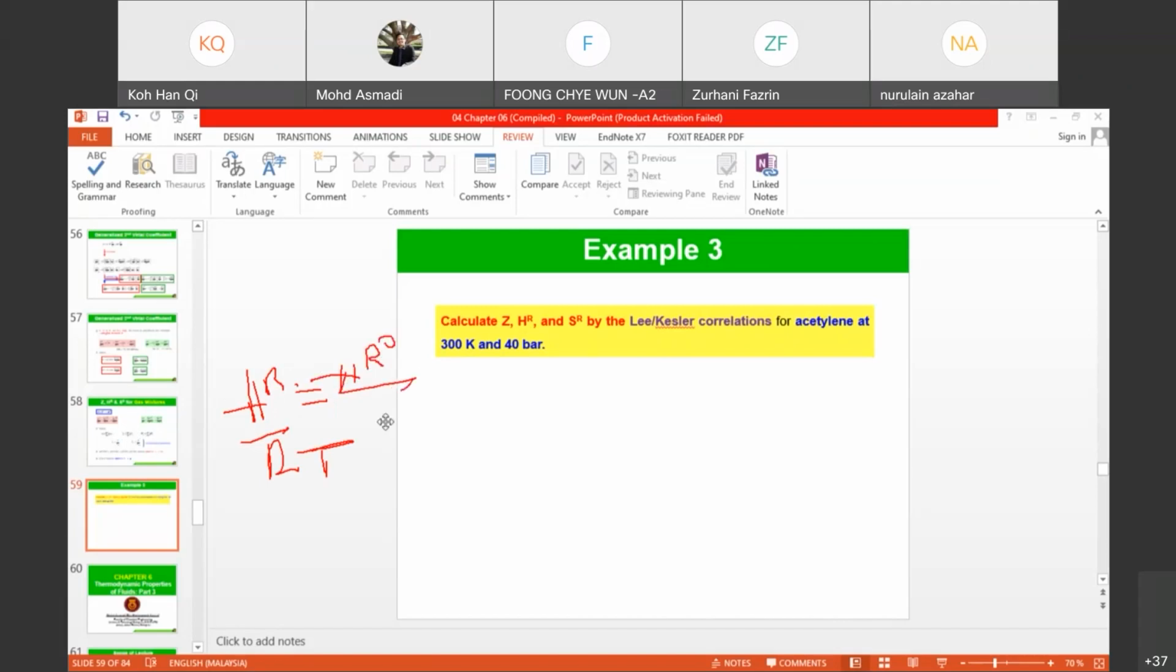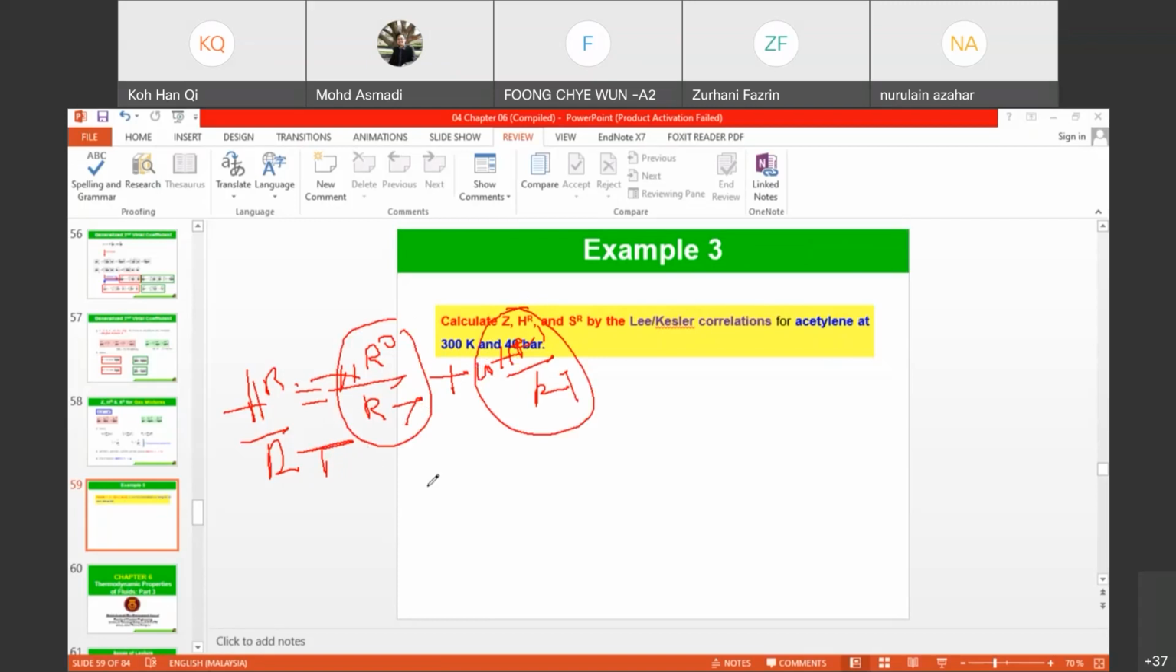Not divided by RT, plus omega. Okay, this is the question. You have to interpolate this one and also interpolate this one. Omega from Table Appendix B1.